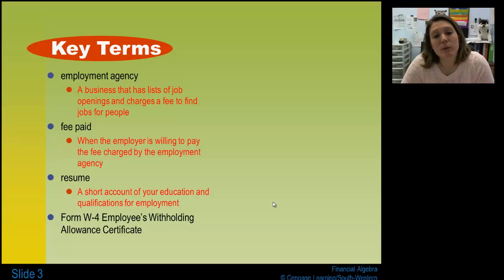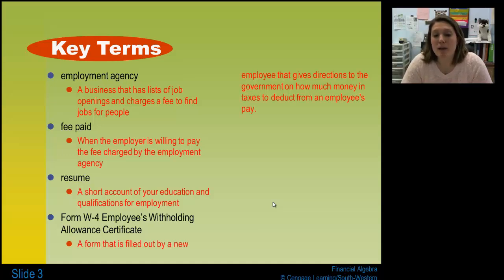The Form W-4 Employee's Withholding Allowance Certificate, this is a form that is filled out by new employees. Anytime that you work for a company, they're going to give you a whole bunch of paperwork to fill out. One of these pieces of paperwork is going to be the W-4. This tells the government how much money they're going to deduct from your paycheck for taxes. Depending on how you answer the questions on the W-4 determines how much comes out of your paycheck.